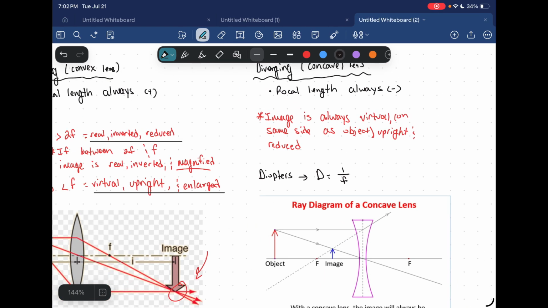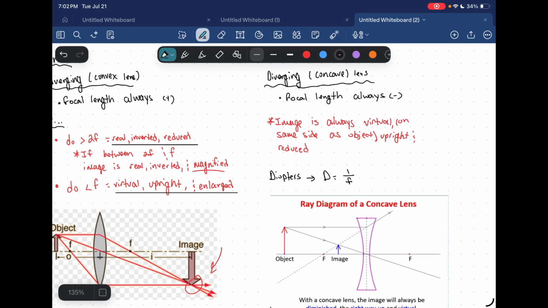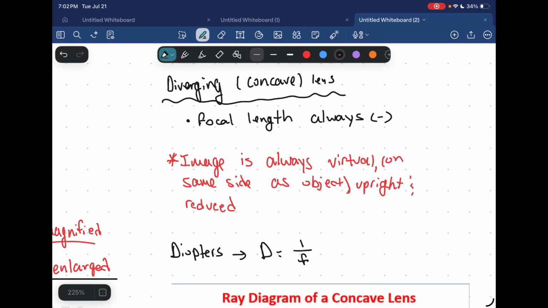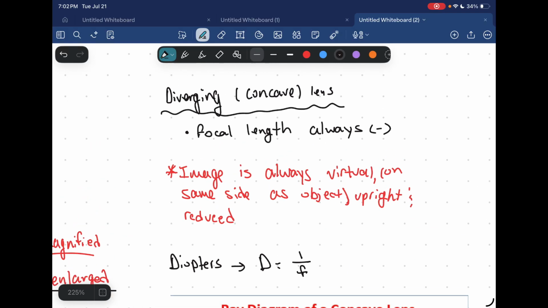And while we're on the topic of lenses, you might have heard people say that they have a -2 prescription or a -3 prescription. What does that negative sign mean? Well, that's actually an interesting connection. The negative sign means that they are using a diverging lens to correct their vision. And the negative sign actually refers to the focal length always being negative.